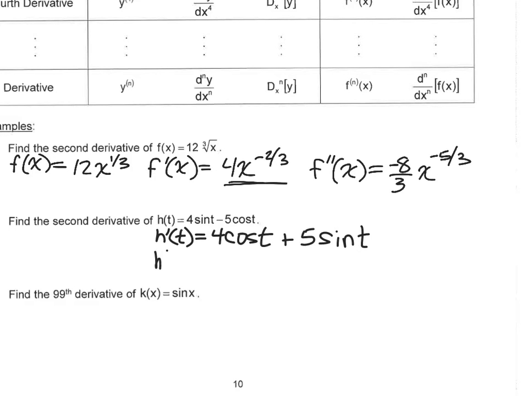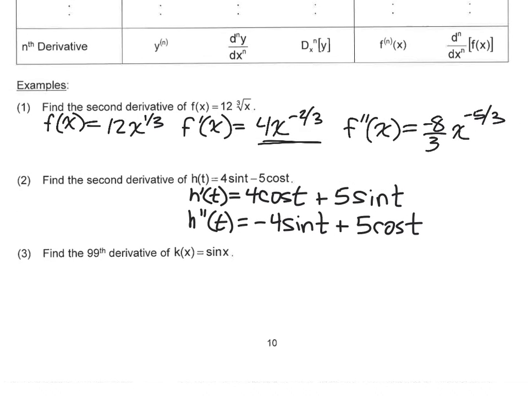And then I need my second derivative. So we know cosine has a derivative that's negative sine. So negative 4 sine t plus 5 cosine t. All right. It's just oscillating back and forth between sines and cosines. So it's actually pretty easy to do it on the fly. But then you get to a seemingly impossible question like find the 99th derivative of the sine function. Well, it's not impossible because there's a cycle involved, right?